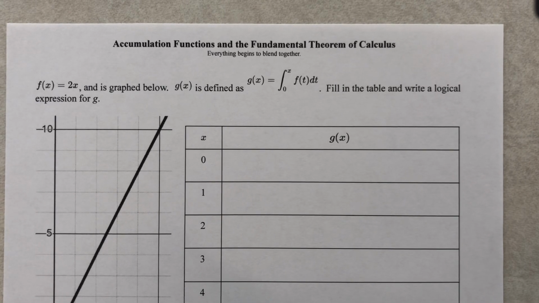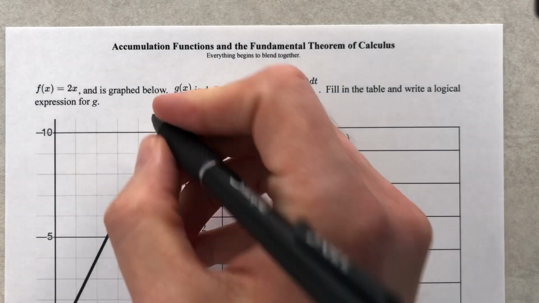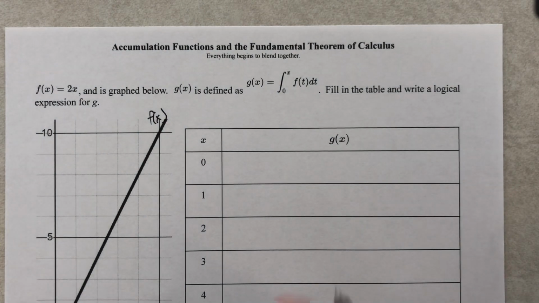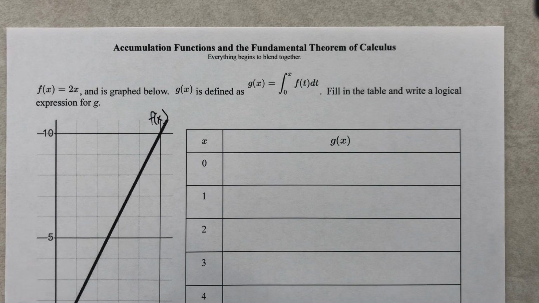All right, things get really crazy here. Follow me closely. f of x equals 2x and is graphed below. So this is the graph of f right here, f of x. And g of x is defined as this ridiculousness. Okay, let's interpret that and make sure we understand what it's actually saying.